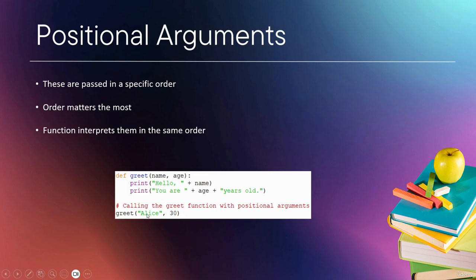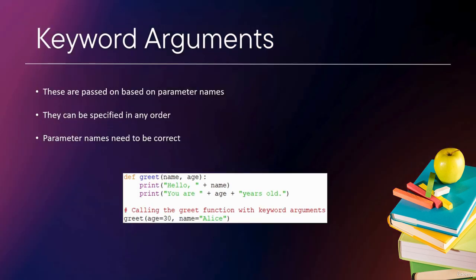Now if I switch the order, if I put 30 and then Alice, name will now have the value of 30 because it does not understand the logic or semantics of how we are passing the arguments. It will say, okay, the first position is this one, the second parameter will have the second argument, if there are more, the third one will have the third, and so on. So whenever we are using positional arguments, we have to be aware of this.